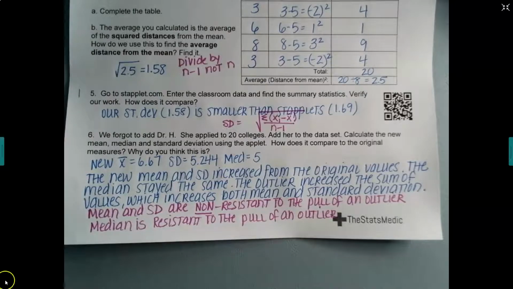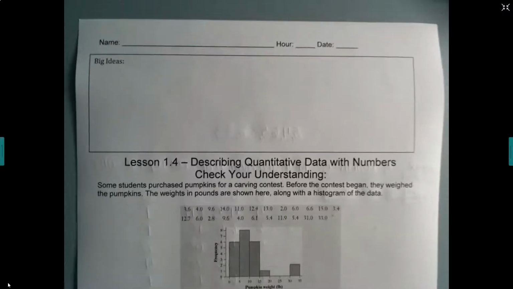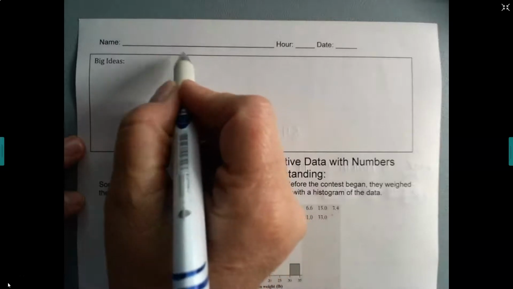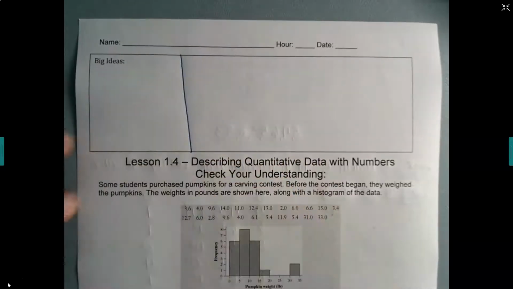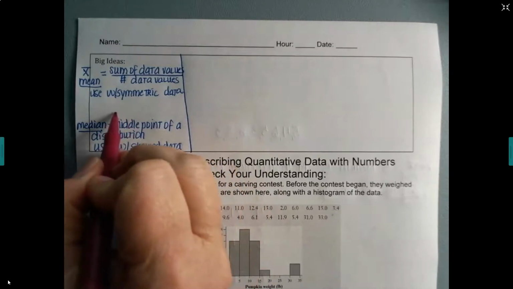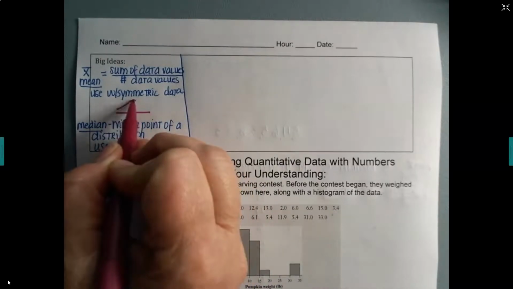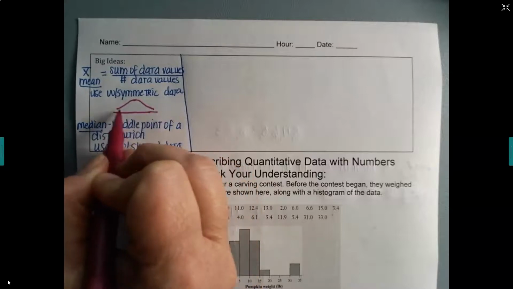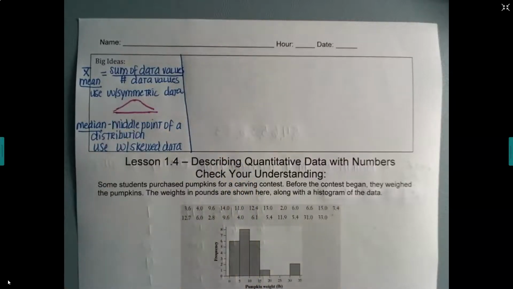All right. Mean and standard deviation, not resistant. Median is resistant. There are 3 big takeaways I want you to take out of this lesson. At the beginning, I said these are things that you should know. Here's the information that lets you know that you did get them. In the first, the mean is the sum of data values divided by the number of data values. And we want to use that with symmetric data. That means if our distribution has this nice symmetrical curve to it, where it's about the same on both sides from the middle line, that's when you want to talk about mean.